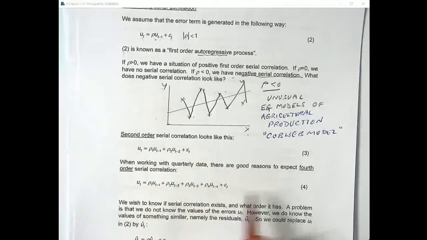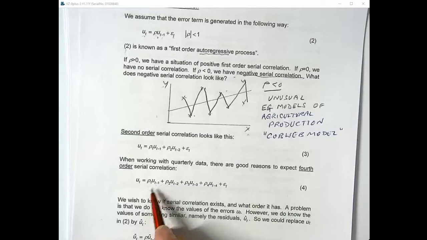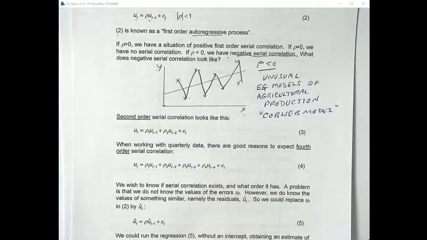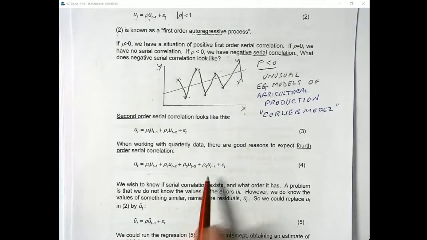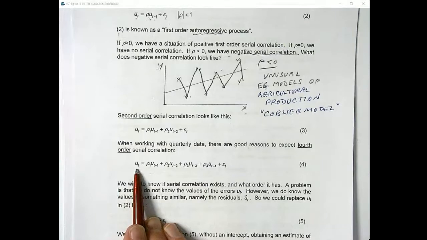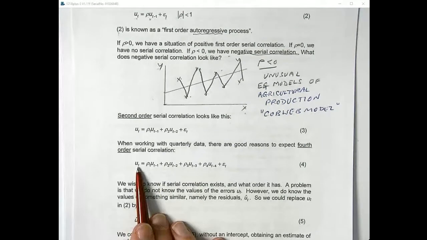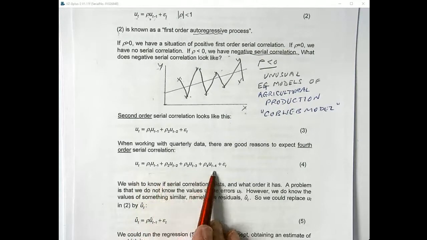When working with quarterly data, there are good reasons to expect fourth order serial correlation. If you're working with quarterly data, then you've got 4 observations per year. So you might expect quarter 1, well, what are we in now? We're in quarter 4. Quarter 4 of 2021 is probably going to be related closely to quarter 4 of 2020, the previous year's quarter 4. So that's why we might expect fourth order serial correlation when we're working with quarterly data. Even when you're working with annual data, you can get fourth order serial correlation. It's a thing we need to test for. So this is what fourth order serial correlation looks like. There are 4 rho parameters.